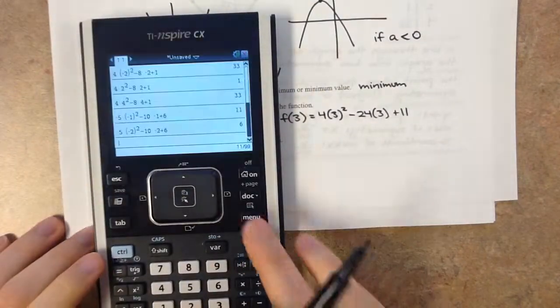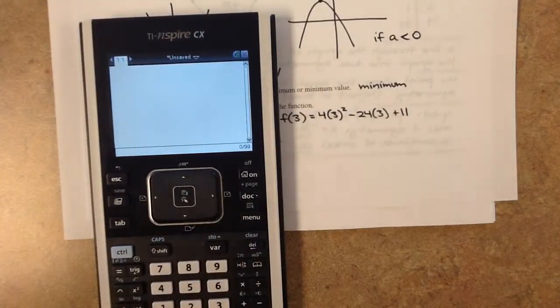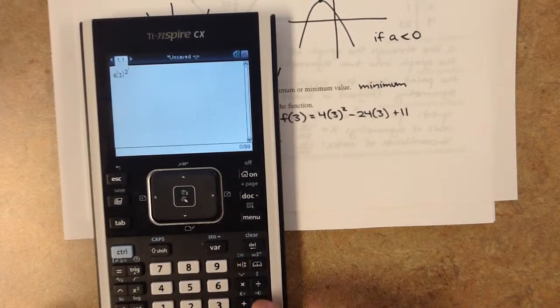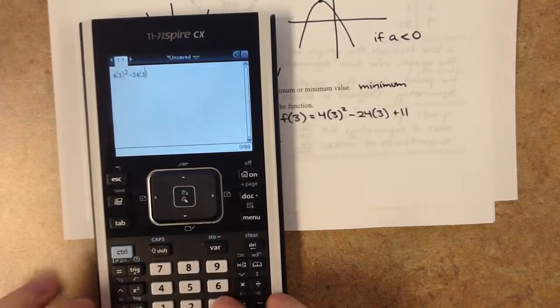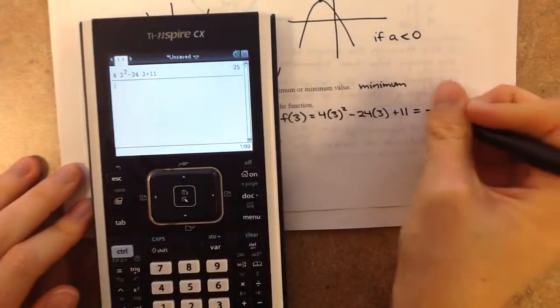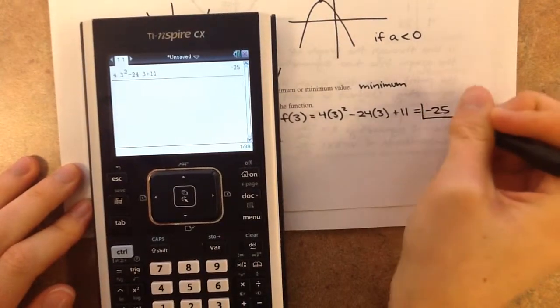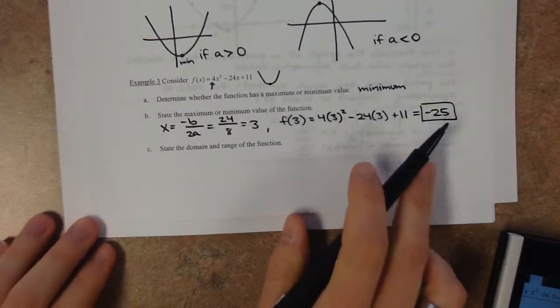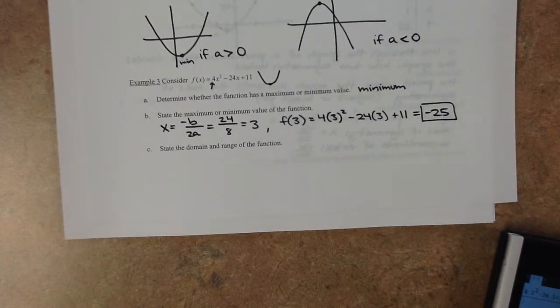So let's plug that right into our calculator. So this is, sorry, that's the same screen I had from yesterday. So 4 times 3 squared minus 24 times 3 plus 11. So what I get is a negative 25. So that's the answer that I'm looking for. That is the minimum value. So if you were to graph this whole parabola, the very lowest point on it would be a negative 25.